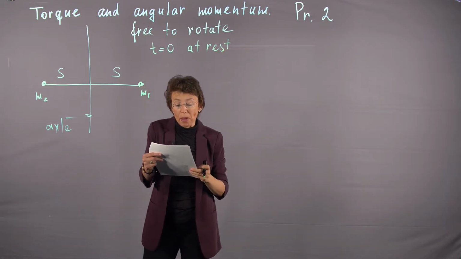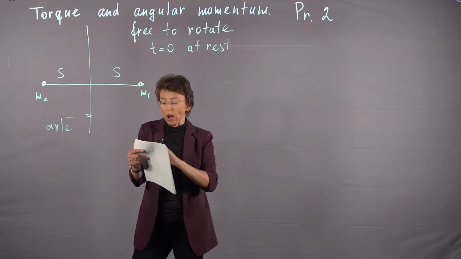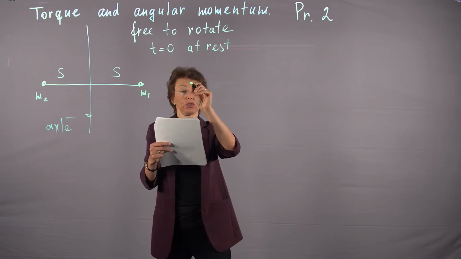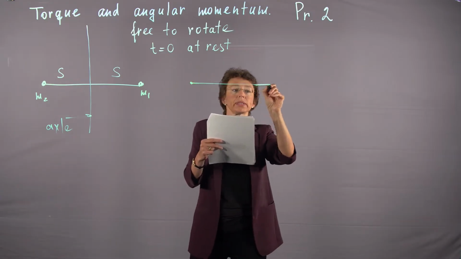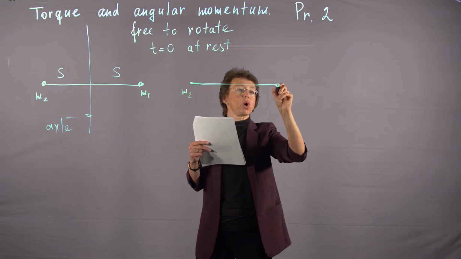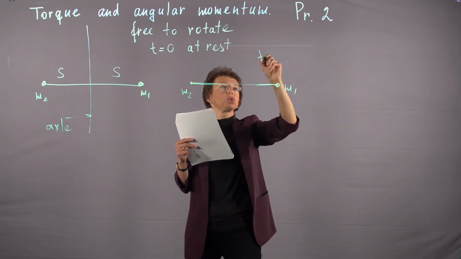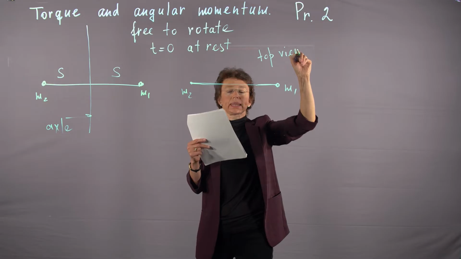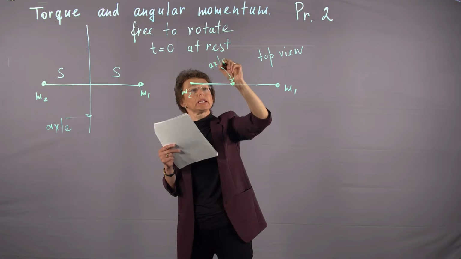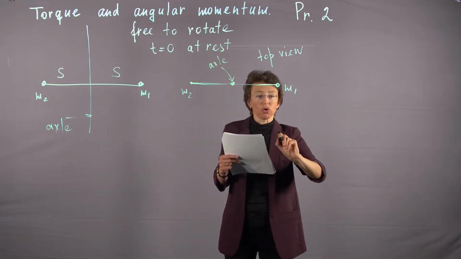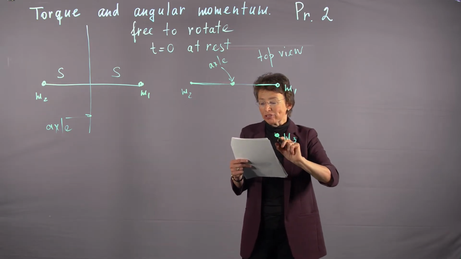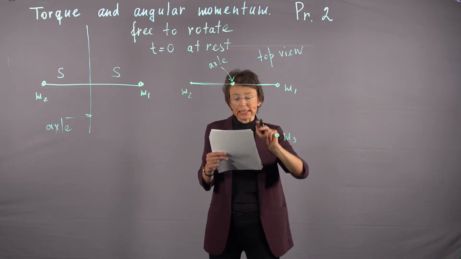A small block of mass M3 strikes one of the blocks and sticks to it. And there is a picture provided. Now this is the view from above, the top view. This is M2, and this is a straight line. This is M2. This is M1. This is the axle of rotation. And I have a small block of mass M3 right here, M3. It strikes one of the blocks and sticks to it.